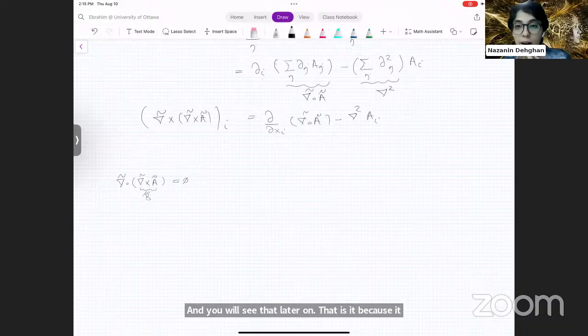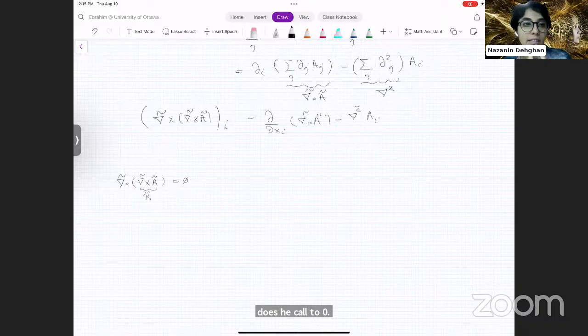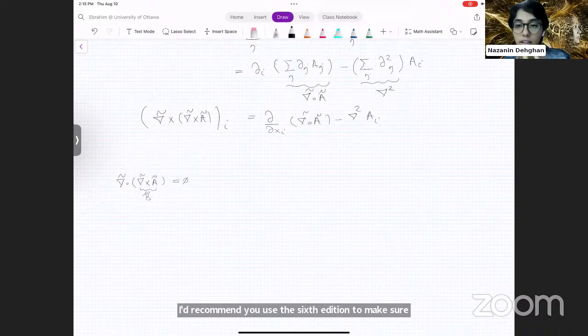About the 7th edition for the assignment, I didn't check it. I'd recommend you use the 6th edition to make sure it's safe, as mentioned in the assignment.